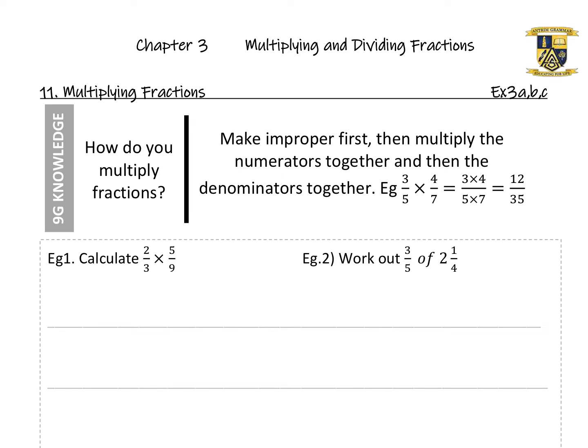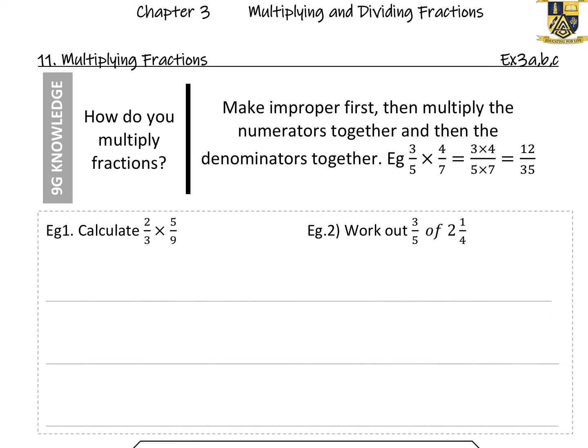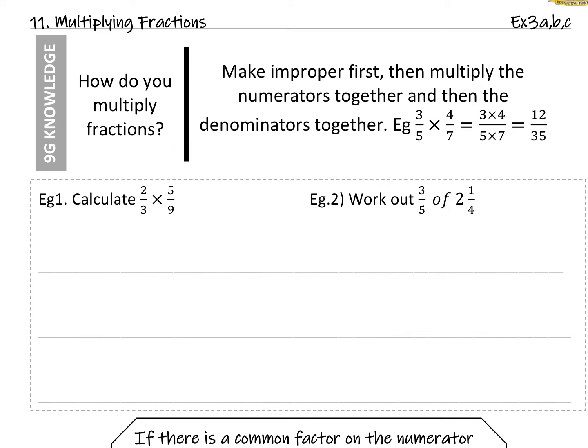Pause the video and try examples 1 and 2. Example 1, calculate 2/3 times 5/9. So that means 2 times 5 divided by 3 times 9, where I have multiplied the numerators together and the denominators together. That would give 10 over 27, 10 27ths.